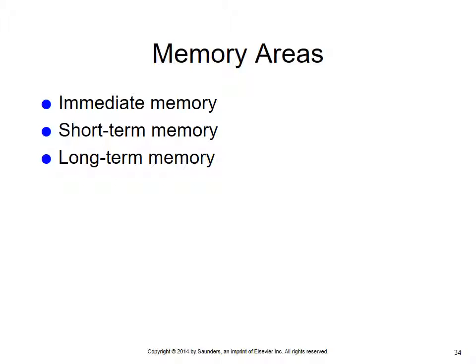Areas of memory include immediate memory, short-term memory, and long-term memory. The memory areas allow the recollection of thoughts and images. Many areas of the brain are responsible for memory.